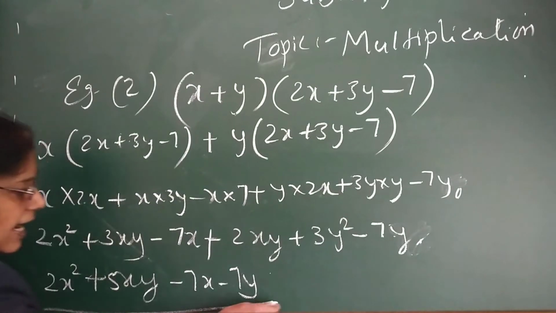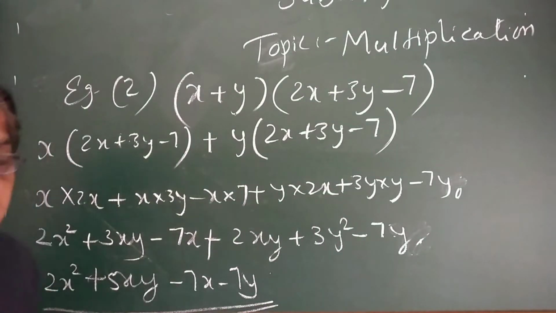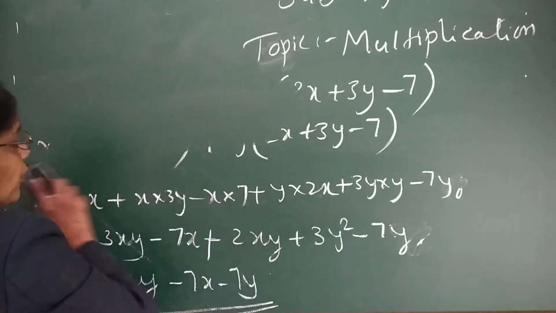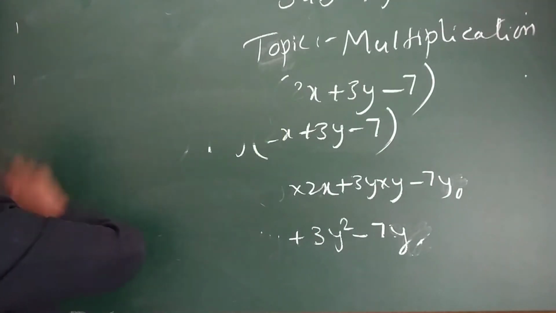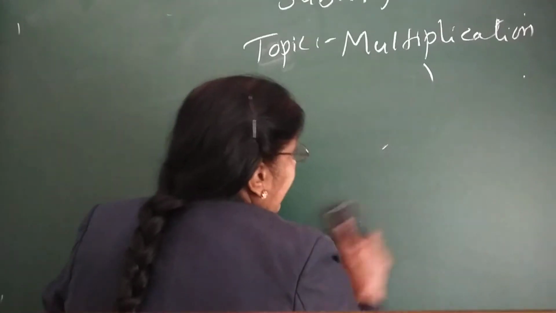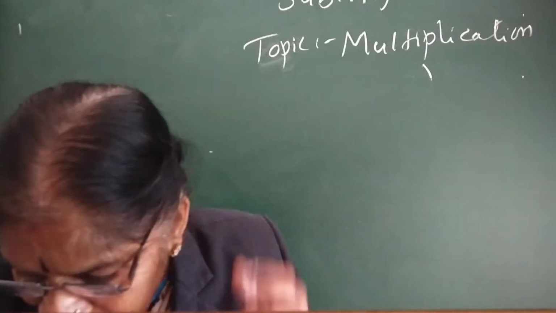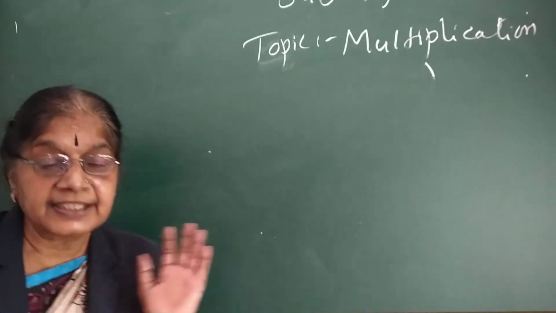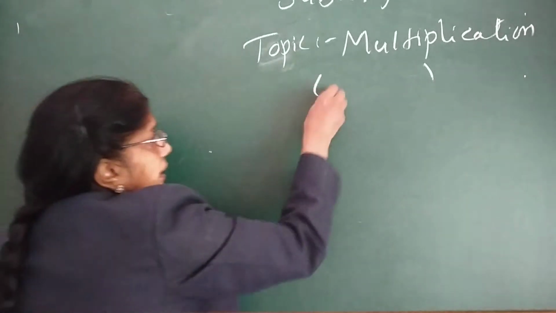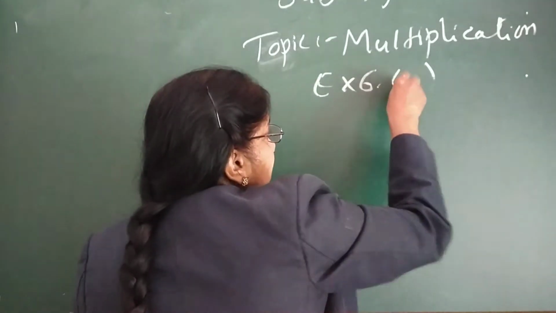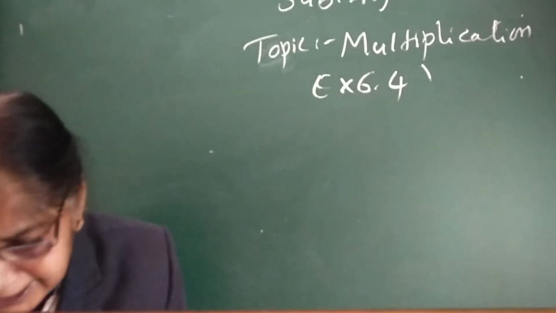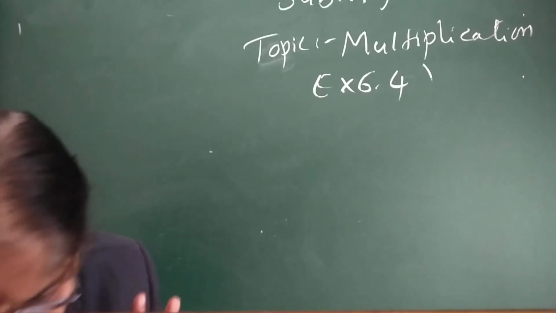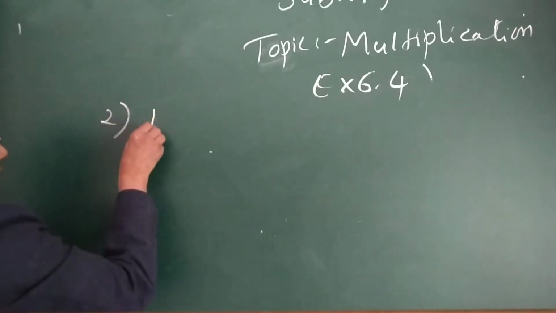This is your answer. So children, you came to know how to do the sums based on binomial by trinomial. Let us go to the exercise. Last time we solved the exercise, that is exercise 6.4. The same exercise I am going to take. In that exercise only the binomial by binomial and binomial by trinomial is given. First one I did, second and third I have to do. So let us take the second one.